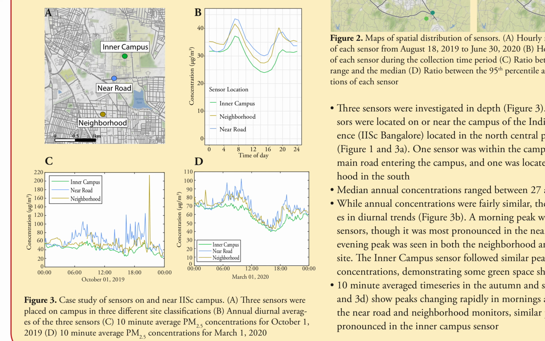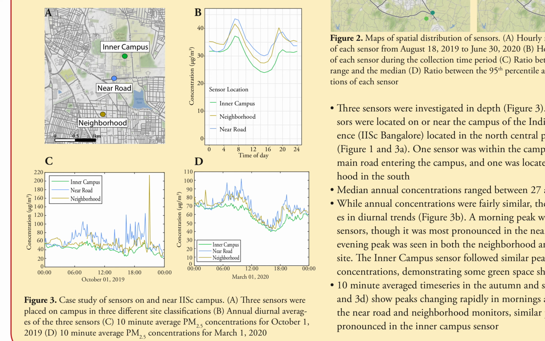Both the neighborhood and the near road sensors had diurnal concentrations that were similar. However, the on-campus sensor had a much lower morning and evening peak, demonstrating the effect of green space shielding from different sources. This again is seen in figures 3C and 3D. Each of these figures shows the 10-minute average for October 1st of 2019 and March 1st of 2020, respectively.